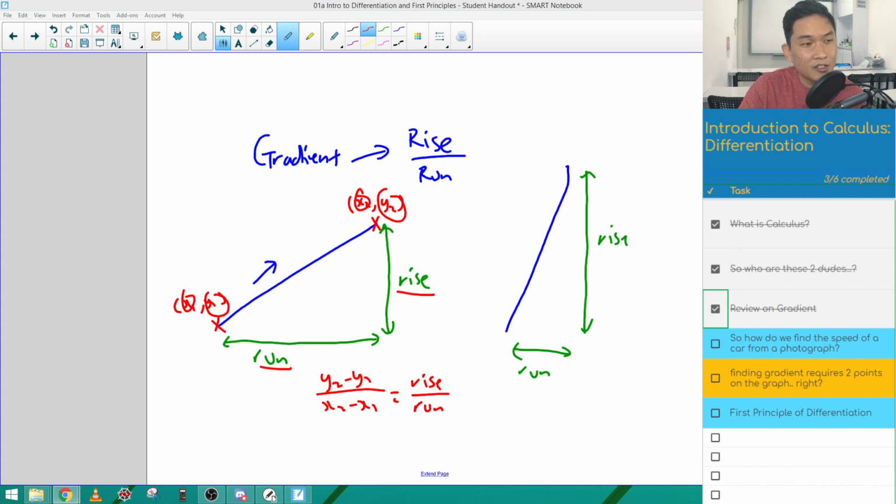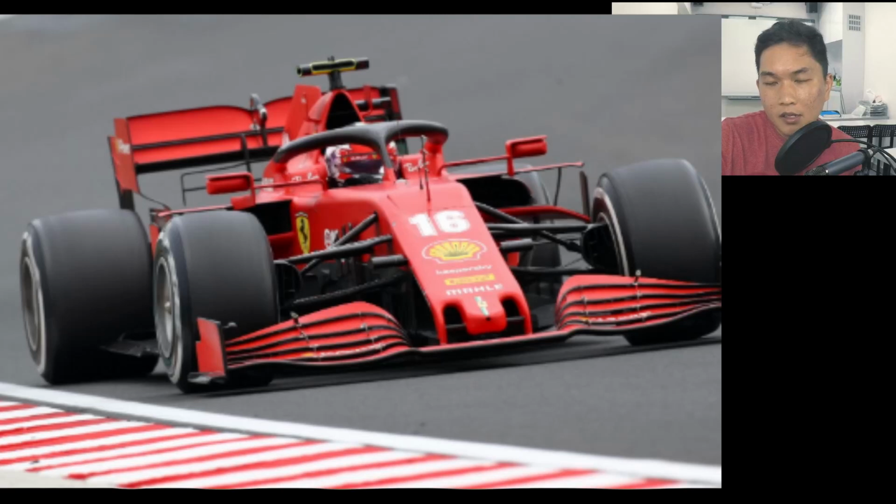Some of you might have clicked on this video because of the thumbnail. How do you find the speed of a car from a photograph? So let's look at this nice photo of a car. Here we have a Ferrari Formula 1 car. This was taken, I think, in 2020. My guess is 2020, or is it 2019? I'm not too sure. In Hungary. So if you're a racing fan, do let me know. Was it 2020 or 2019?